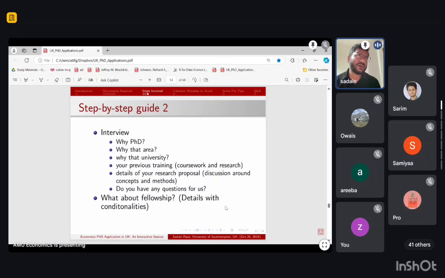And if you have any other question that you find is relevant and that can reflect that you are asking questions around research, then ask those questions. It will show that you are a serious researcher.